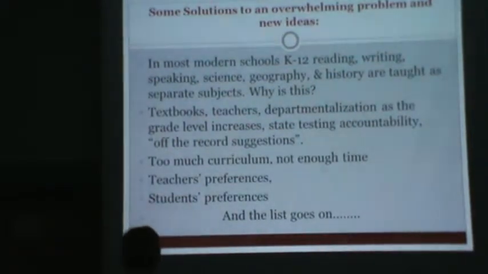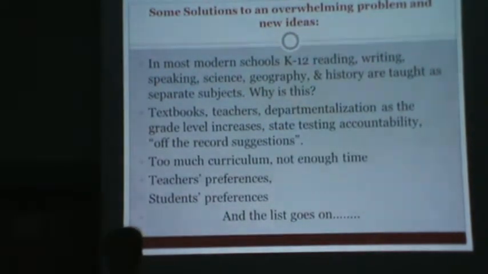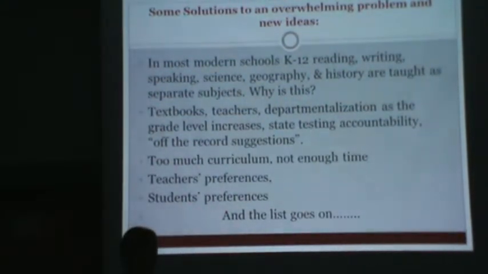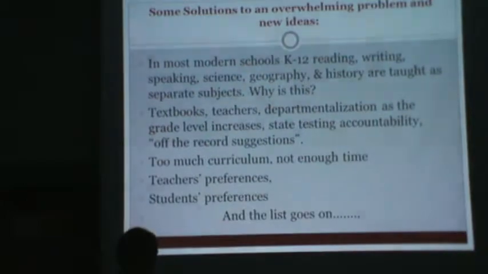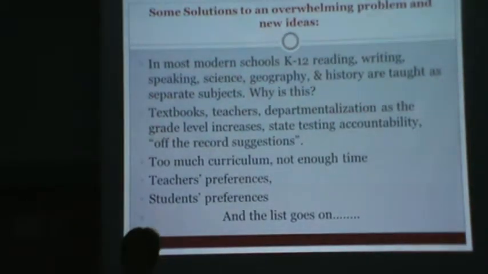Yes, I would agree fully that in most modern schools, K-12, reading, writing, speaking, science, geography, and history are taught as separate subjects. Why is it? More than likely it's because when I went to school, the teacher said, okay, get out your English book, put away your math, it's English time. All separate. They have a separate folder, they have a separate book, they have a separate everything.